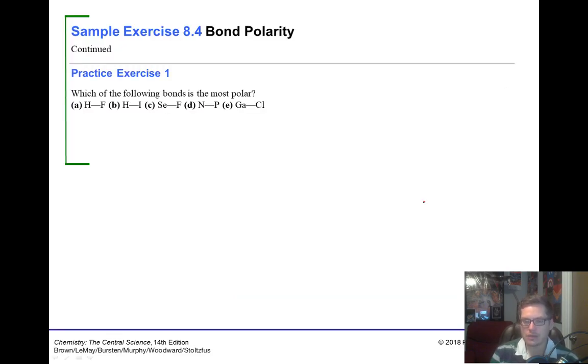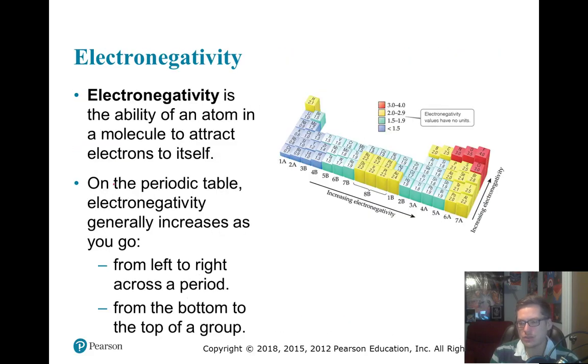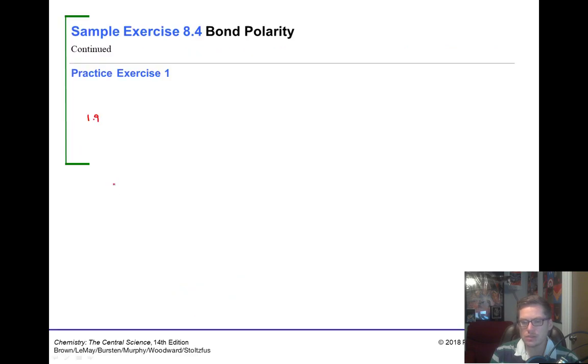All right, so which of the following bonds is the most polar? In order to answer this, all we have to do is look at our periodic table. We've got HF, which we already figured out was 1.9. Then we have HI. Let's jump back to our periodic table. For HI, iodine is 2.5 and hydrogen is 2.1, so it's got a difference of 0.4.